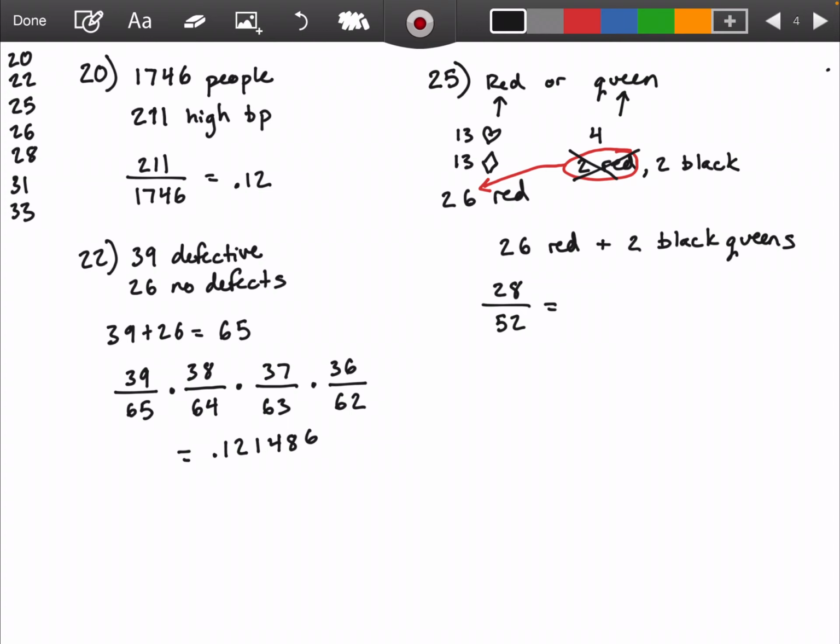Your answer is given as a fraction, at least on the multiple choice. And so once I do this, I can just hit the math button, which is on the left, and hit option 1 for frac, which means fraction, and then hit enter. And I get 7/13. Okay, 26.